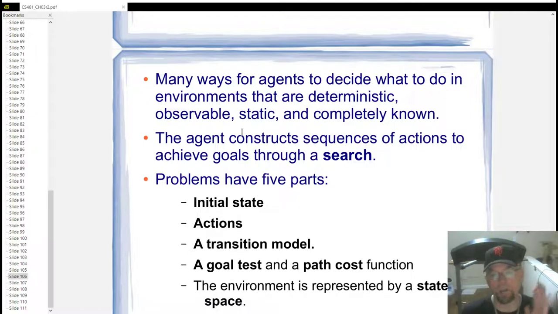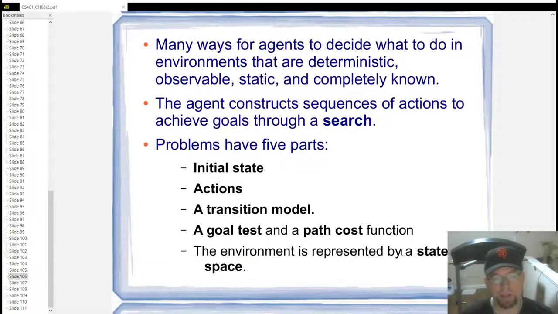So problems have what? Initial state, actions, the transition model, goal test and path cost function, and that environment, again, it's represented by the state space. So the initial state, where the agent finds itself. It does its thinking. Once it's finished its thinking by doing this search, it then does the execution of the solution, right? So think, execute, think, execute, think, execute.